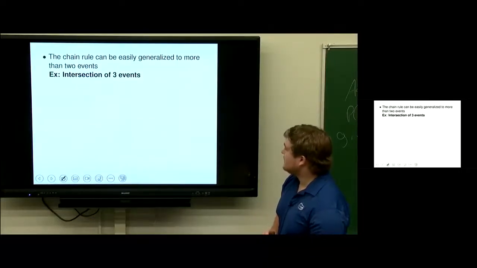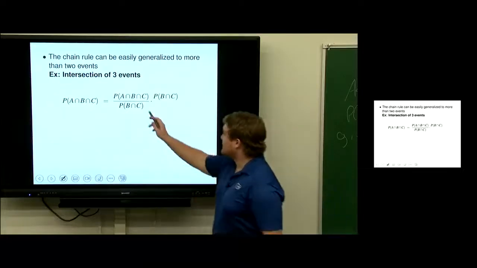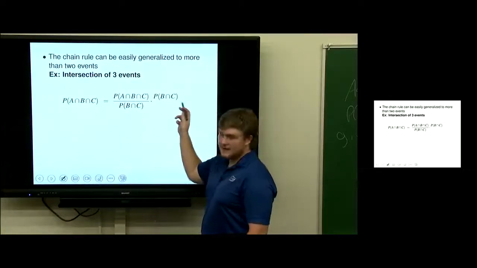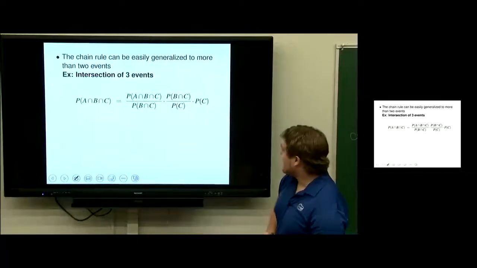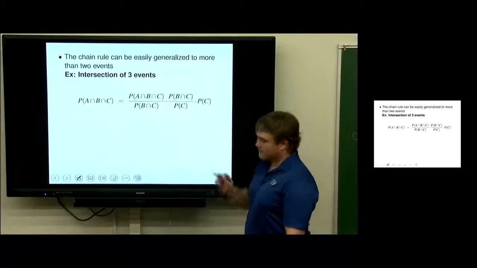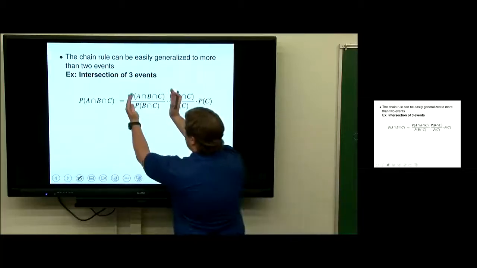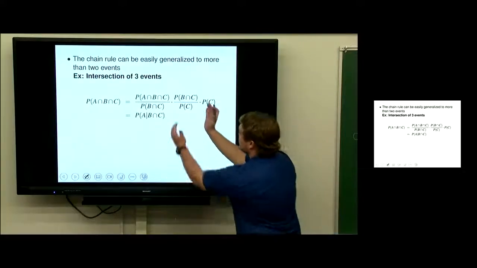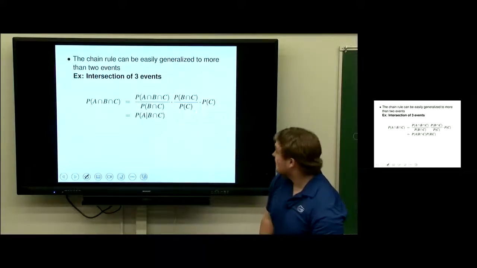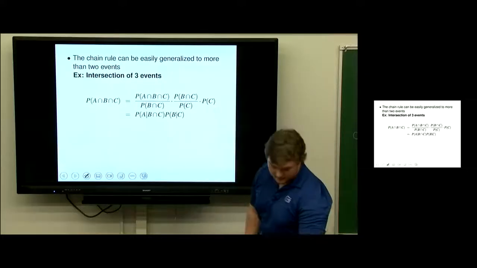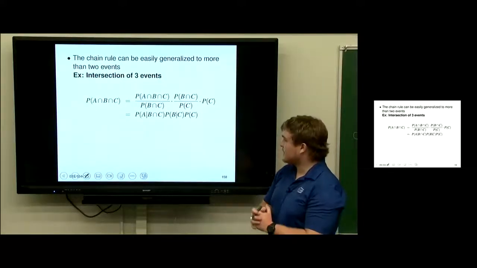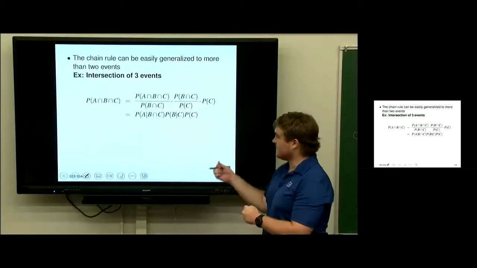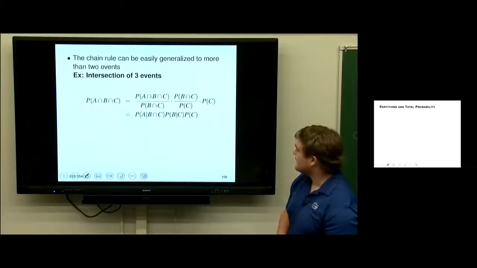The chain rule can be generalized to 3 events or more. Let's look at 3 events and how we can factorize this. If we multiply the top and bottom by the probability of B intersect C, and multiply by 1 again, the top and bottom by the probability of C, you notice that this is something special, and this is also something special. And then this just comes down. That's how we can express the probability of A intersect B intersect C using conditional probabilities.